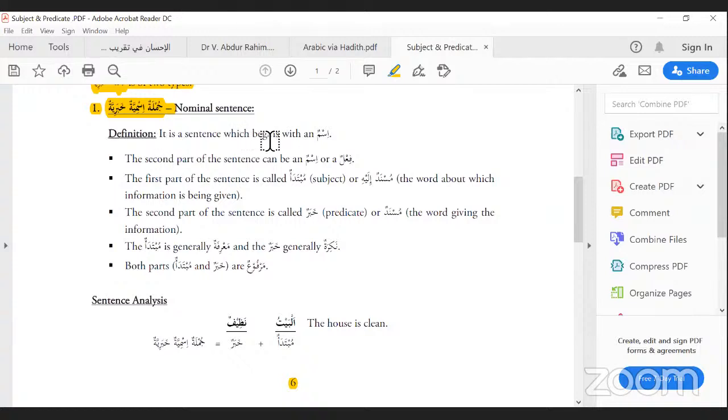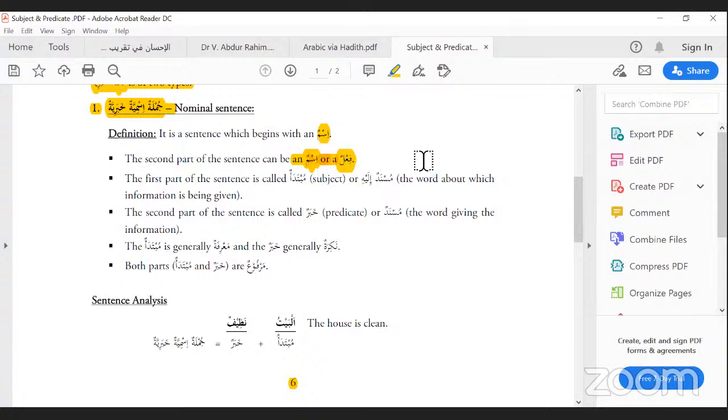Definition: it is a sentence which begins with an ism. Ism is a noun, as you know. It could be the name of a person or the name of an object. These are nouns. The sentence has two parts, and the second part, the khabar, can either be a noun or a verb. So the second part of the sentence can be an ism or a verb.